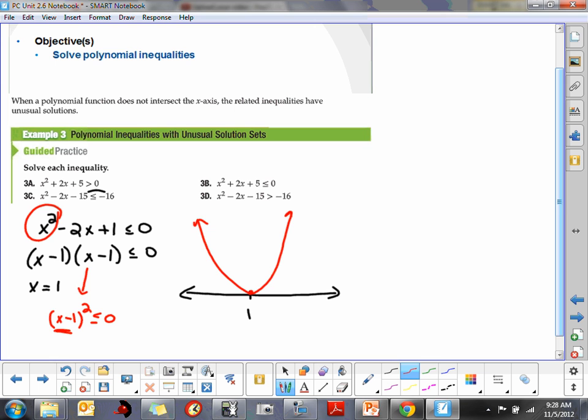When is it less than? Never. But when is it equal to 0? Only when x is equal to 1. So the solution set can be represented simply by saying the solution set is {1}.